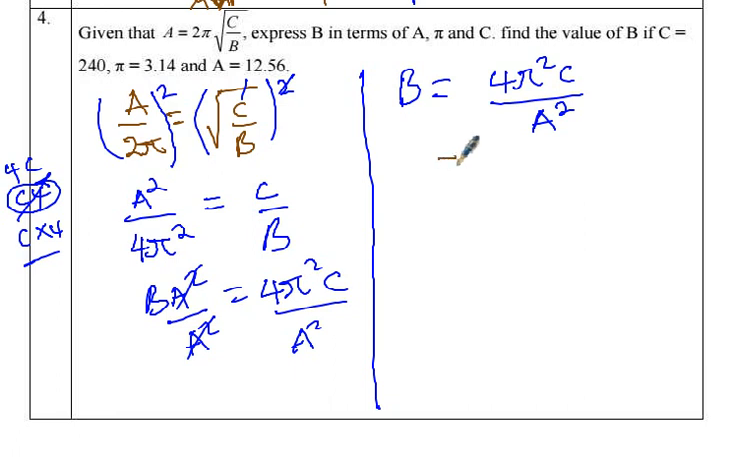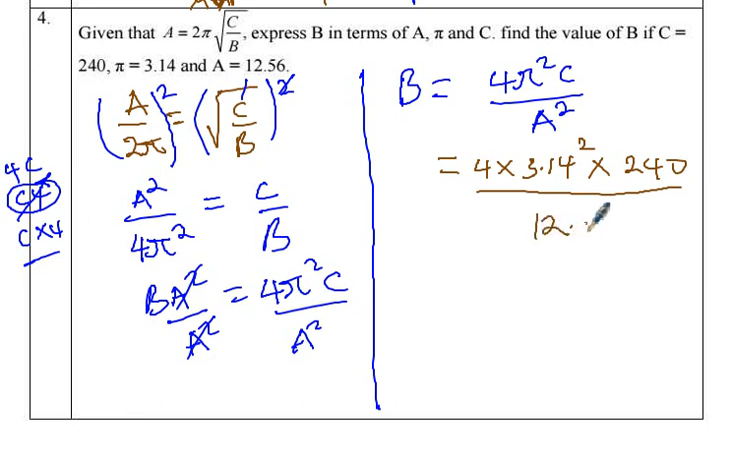So I have b is equal to 4 now times the pi I've been told to use, which is 3.14, then it is squared. Please do not use 22 out of 7. The instruction here is to use this. Then times c, which is 240. This should be divided by 12.56 squared. Okay. And now we need to use our calculators.